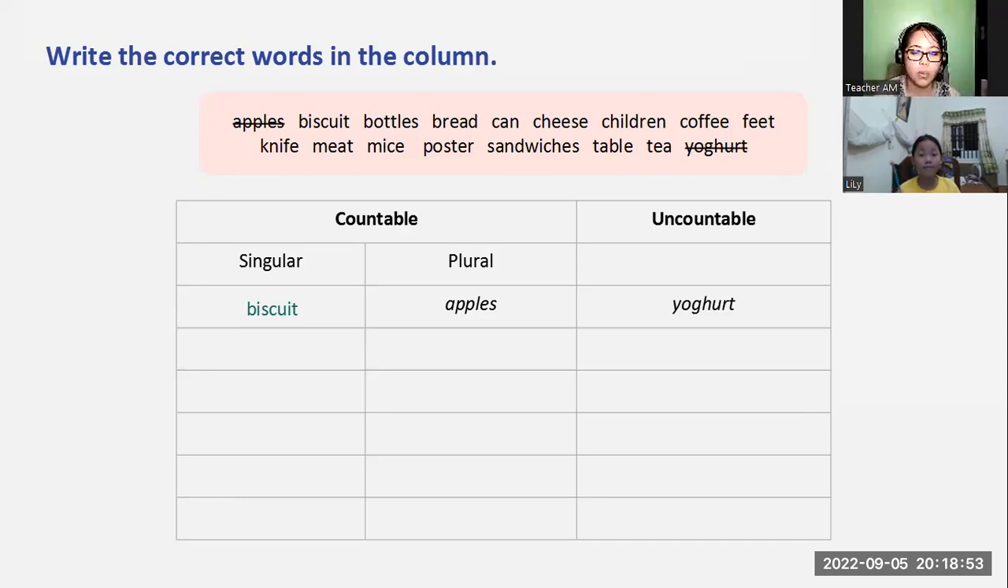What do you mean you don't know about uncountable? You don't know what is uncountable? When you say uncountable, Lily, you cannot count. Just like yogurt. Can you count yogurt? No. Can you count money? No. You cannot count with your finger. Water. Can you count water? No, you cannot count water. They all belong to uncountable. Do you understand?